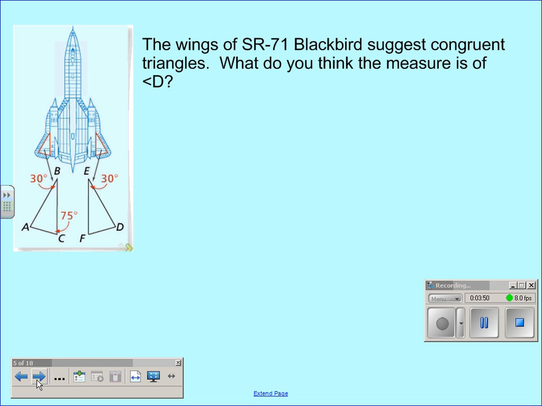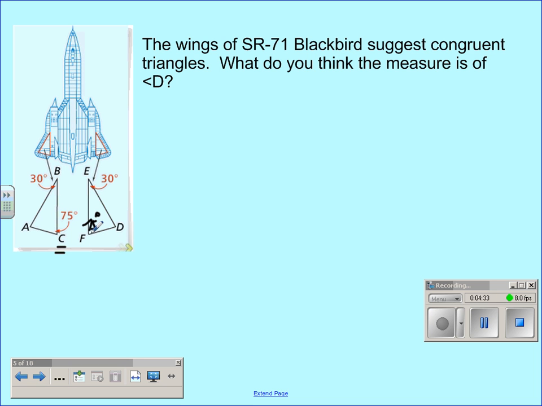Very simple. Here we have a particular aircraft, the SR-71 Blackbird, and if you look, the wings are a lot like congruent triangles. If we were going to use this idea, how do you think we could figure out the measure of angle D? If these triangles are equal, see how B and E coordinate because they're both 30 degrees? But what we really want to figure out is how much D is. To do that, be careful: this triangle is really this triangle flipped over. So you need to figure out what C coordinates with. C is going to coordinate with its buddy F.